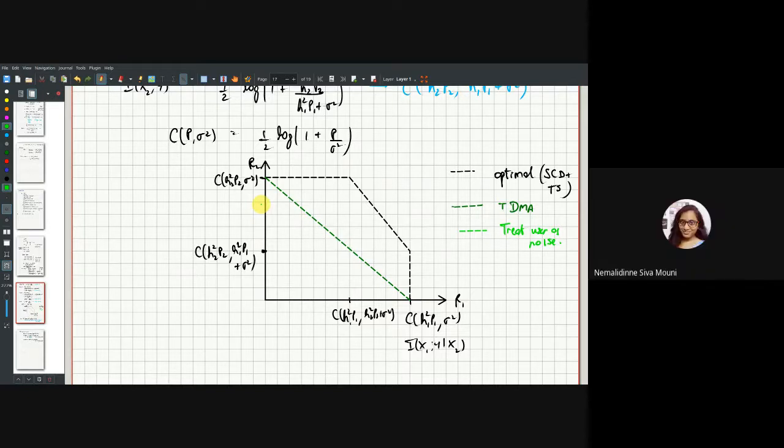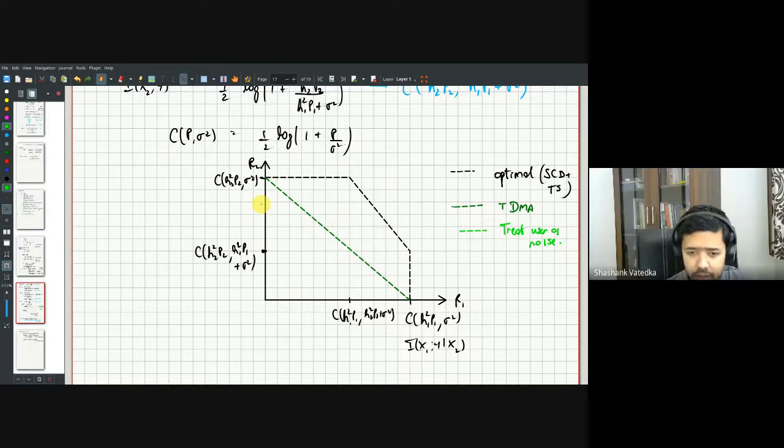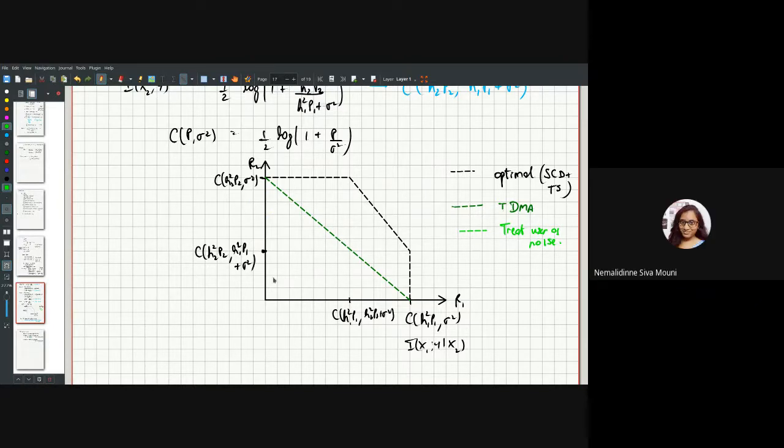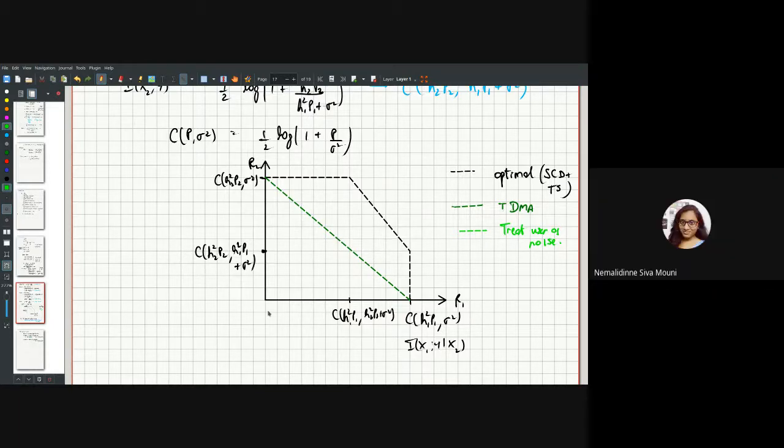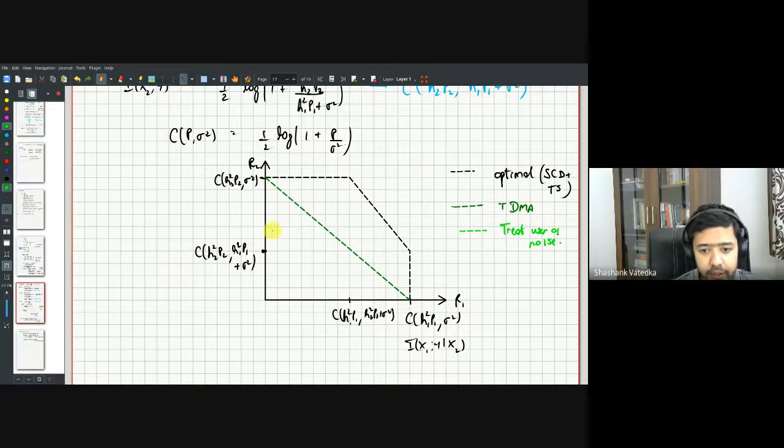So line joining those 2 points. Think about it carefully. So R1 should be less than or equal to this, and R2 should be less than or equal. So R1 should be less than this. Anything to the left of this, and everything below this. Rectangular. Exactly. So it's going to be a rectangle.